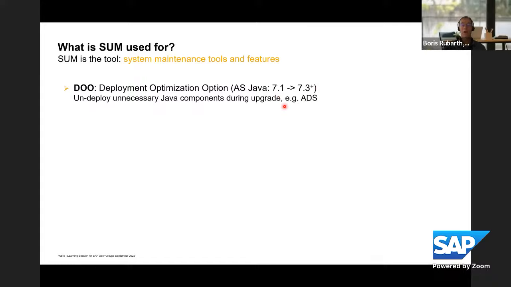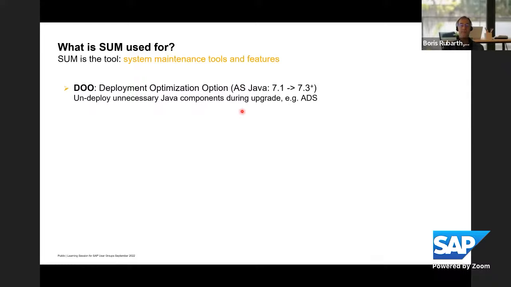And the option allows to undeploy unnecessary Java components during the upgrade. Means if you have a Java-based system and on the system you have deployed the Adobe Document Services, as an example, and you would like to have the system without these services because you have deployed it somewhere else, then the software update manager allows to undeploy these components. That is just an example. Other components can be undeployed as well.